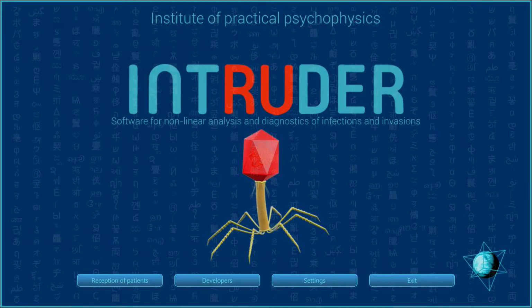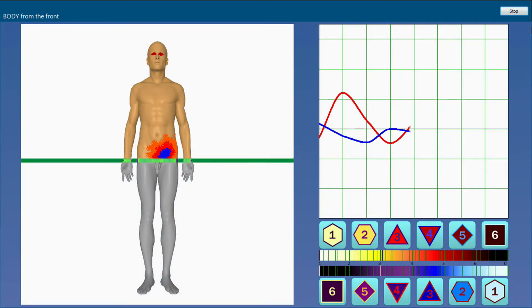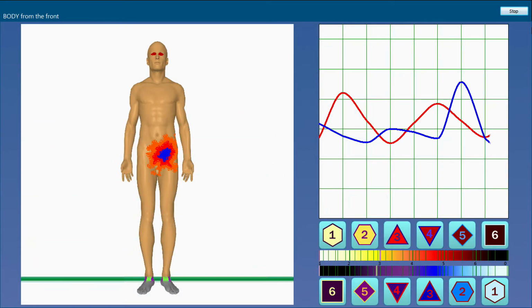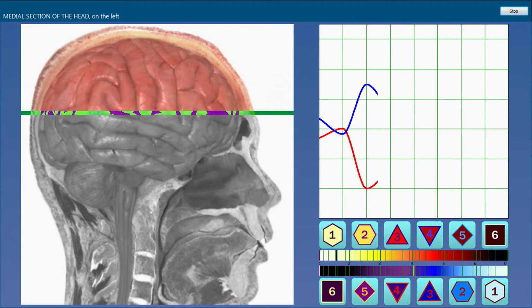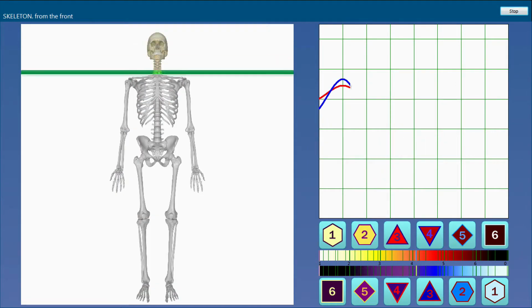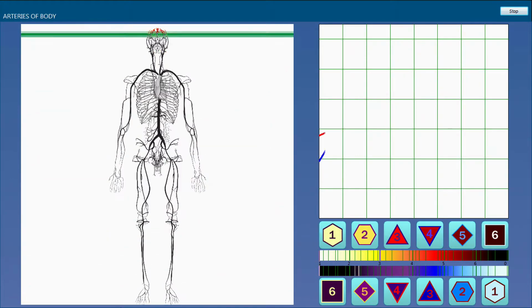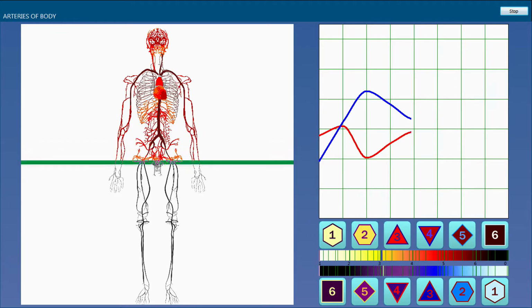We would like to present you Intruder software, the latest specialized development of the Institute of Practical Psychophysics in the area of nonlinear analysis of microorganisms and helminths' activity and evaluation of their resistance to modern antimicrobial and antiparasitic preparations.